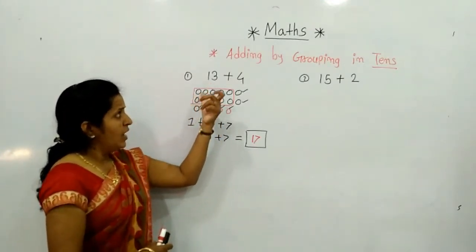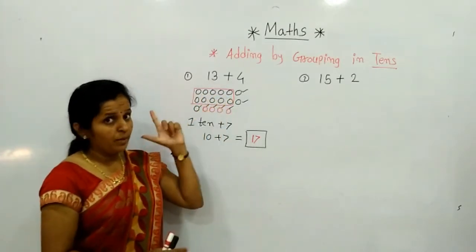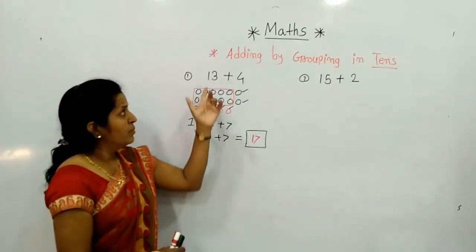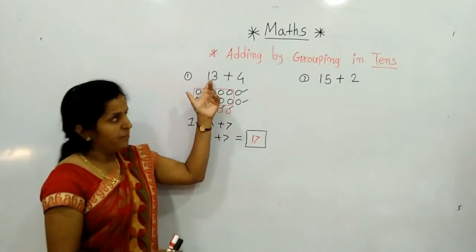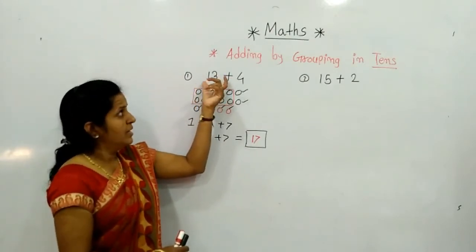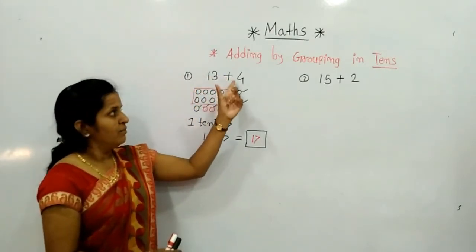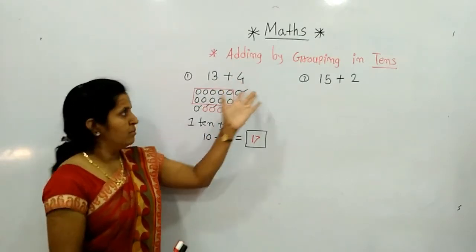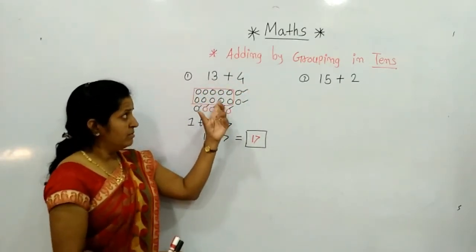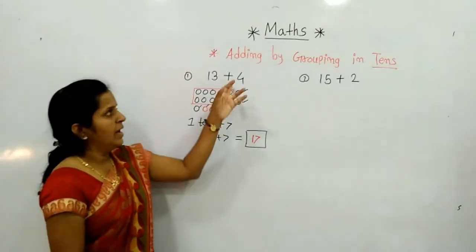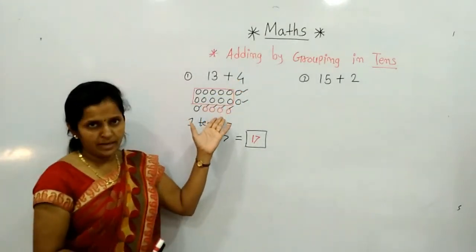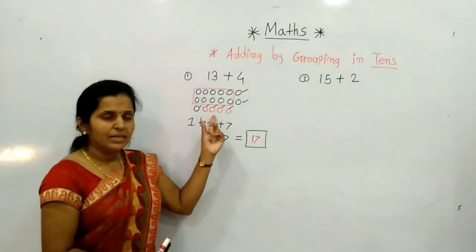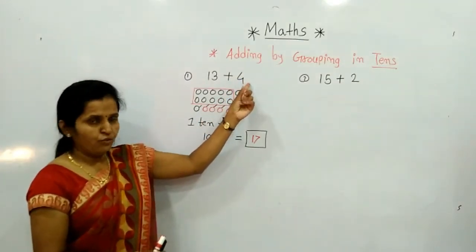For 13, I have drawn 13 circles with a black pen. Why? Because this is a 2-digit number, and in this example 13 is the first number and 4 is another number. So I have drawn 13 circles with the black pen and 4 circles with red color. This red color indicates the number 4.